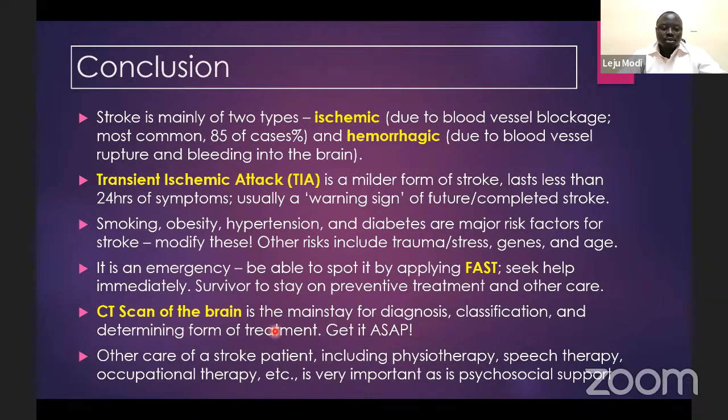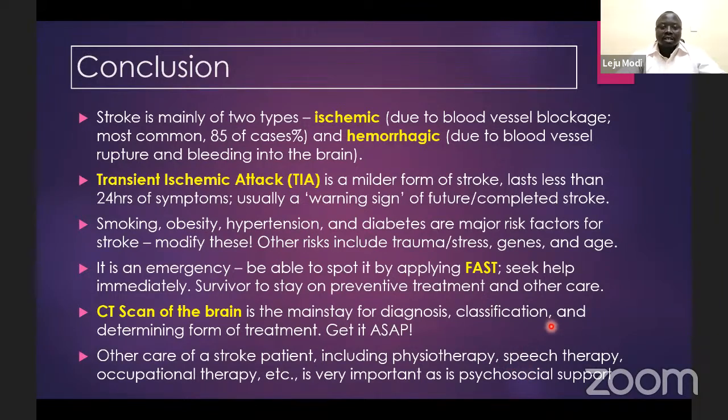CT scan, I mentioned it as the mainstay for diagnosis because it also helps us with the classification and then determining the form of treatment that is needed. As much as possible, we should get a CT scan of the brain for any patient with a stroke as soon as possible. Survivors of stroke will need other forms of care, such as physiotherapy, speech therapy, occupational therapy, and so on.